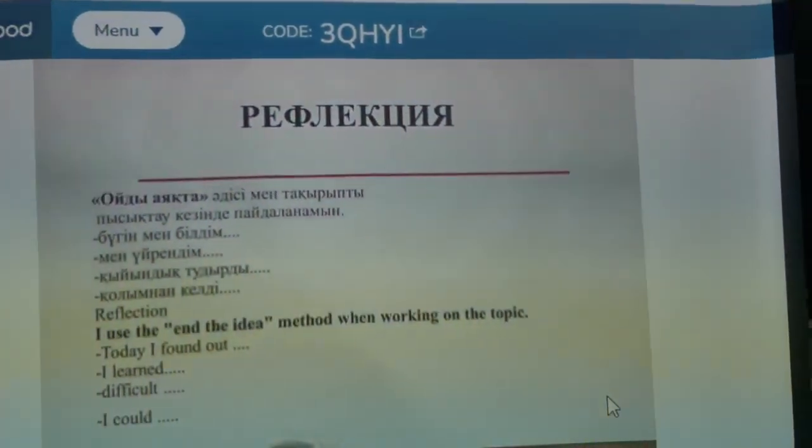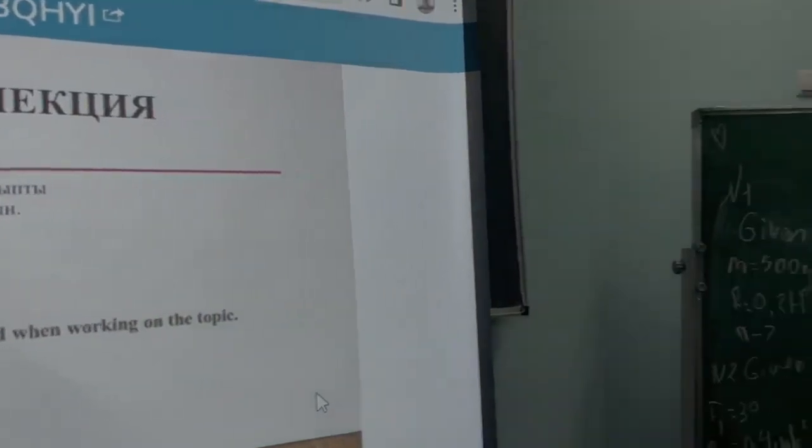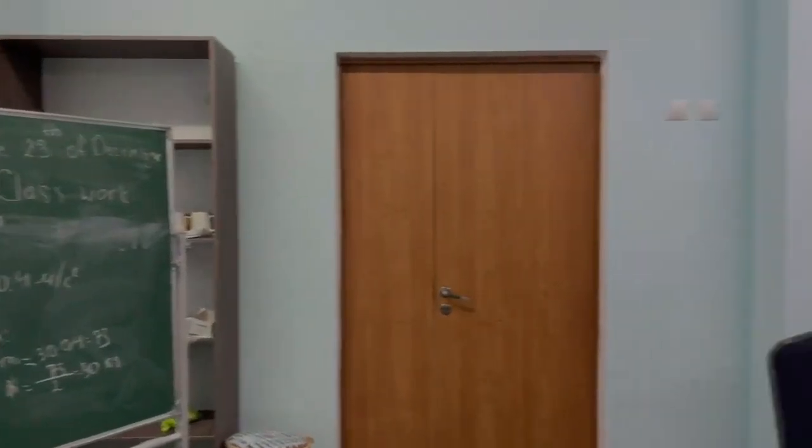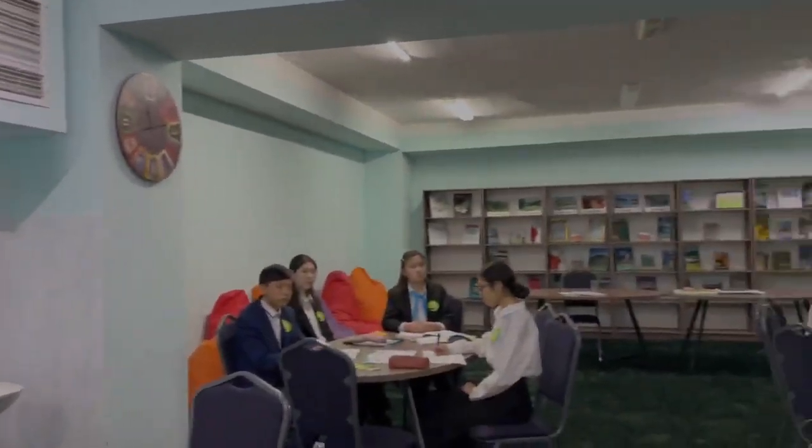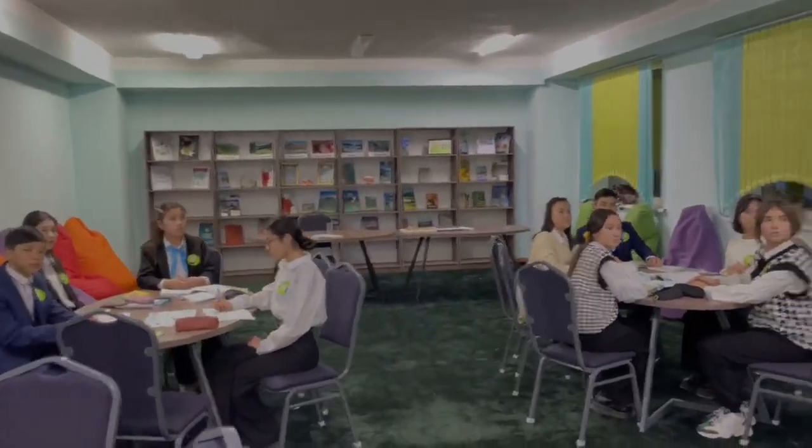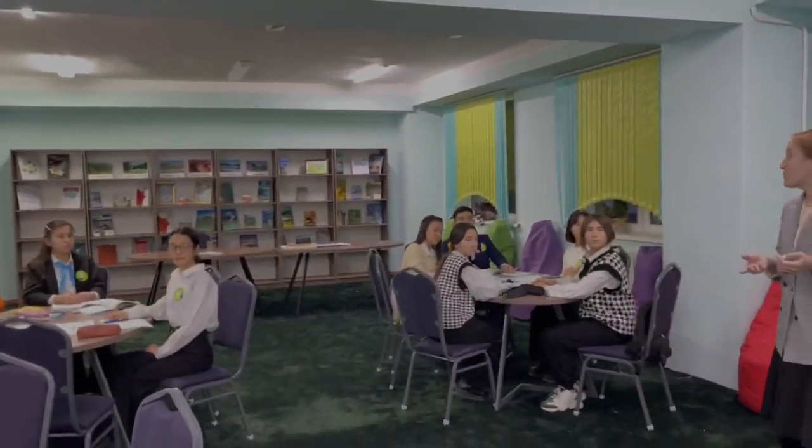To finish the lesson: I used an idea method when working on the topic. Today I found out, I learned, it was difficult, I could.